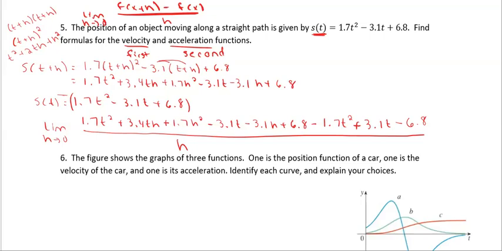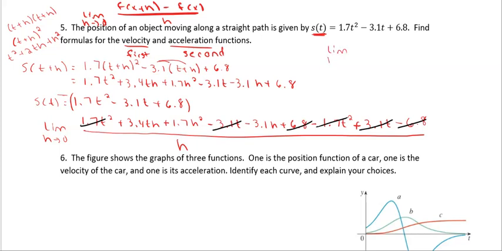All right, I hope this cleans up a lot. Anything that does not have an h has to cancel. So here's 1.7 t squared minus 1.7 t squared. Okay, that canceled. 3.4 t h, we have an h. Plus 1.7 h squared, we have an h, we're okay. Minus 3.1 t plus 3.1 t. Minus 3.1 h, we have an h, we're okay. Plus 6.8 minus 6.8.